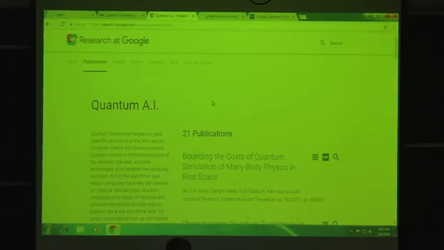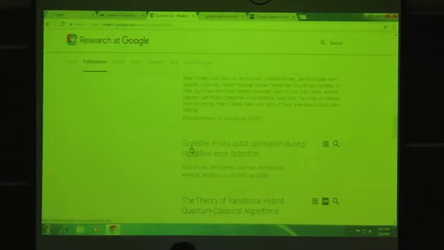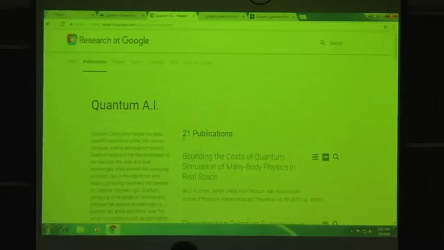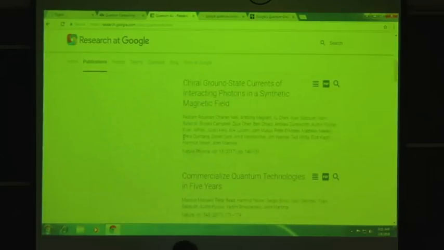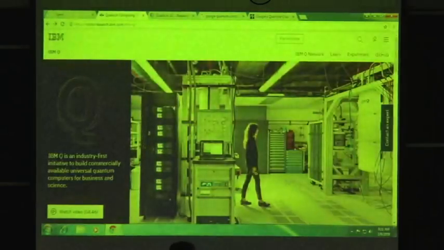First of all, you should look at quantum artificial intelligence, an initiative by Google. And there are certain publications here which could probably be Greek to all of us at the moment, but nevertheless, these pages can give you a good idea of the holy grail of achieving quantum supremacy. Then you should look up IBM.